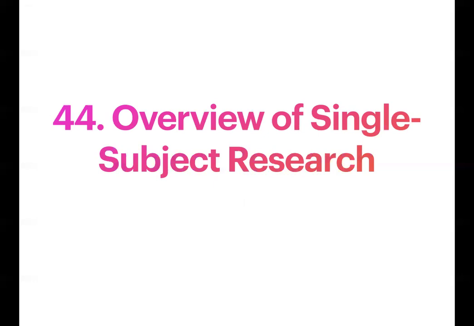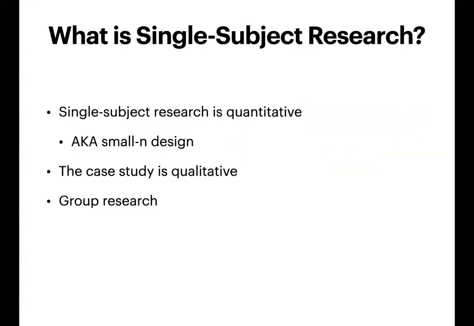Section 10.1, overview of single subject research. As we have discussed, the single subject research method involves studying a single participant or a small group of participants. This approach is also known as small n designs, where the n represents the number of participants. The single subject research is different from the group research, which compares group means and standard deviations. We have mostly focused on the group research up to this chapter because it is the most common approach.